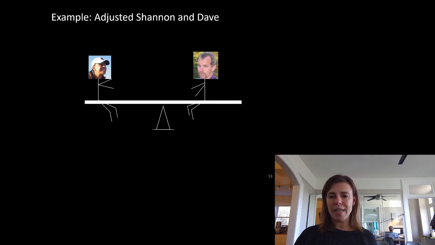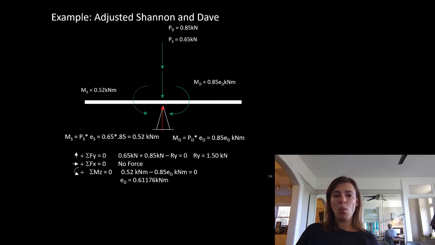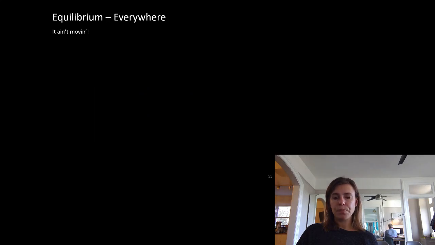But we don't know where Dave needs to sit. We can use those equations that says it can't move, that the sum of all of the moments must be 0, to figure out where Dave needs to sit to make this teeter-totter not spin. Again, this is going to be in those example slides. So you can go through and you can see how we work out those calculations.